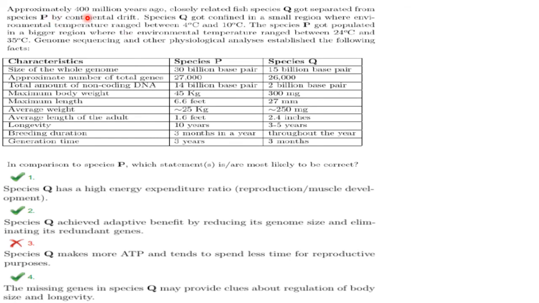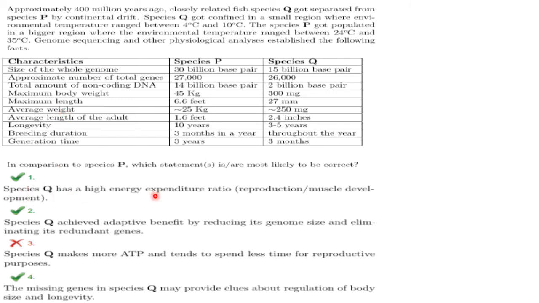Now next one. Approximately 400 million years ago, closely related fish species Q got separated from species P by continental drift. Species Q got confined in a small region where environmental temperature ranged between 4 degrees Celsius and 10 degrees Celsius. The species P got populated in a bigger region where the environmental temperature ranged between 24 degrees Celsius and 35 degrees Celsius. So species Q got confined to the colder regions, whereas species P got confined to somewhat warmer regions. So genome sequencing and other physiological analysis established the following facts.